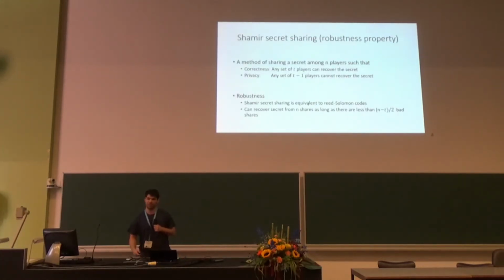This is maybe less well known about Shamir secret sharing, but it's related to Reed-Solomon codes, and it has a natural robustness property, meaning that by applying Reed-Solomon decoding, you can correct up to (n-t)/2 errors. This is a cool thing to know, because just applying Shamir secret sharing already gives us some robustness.